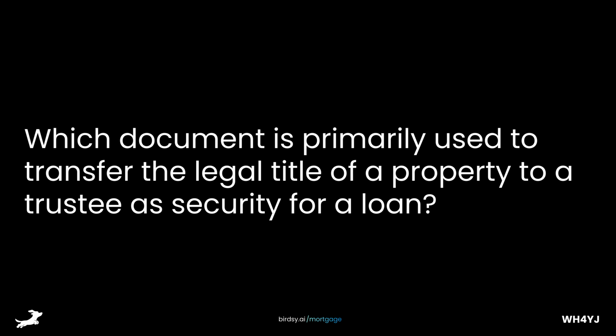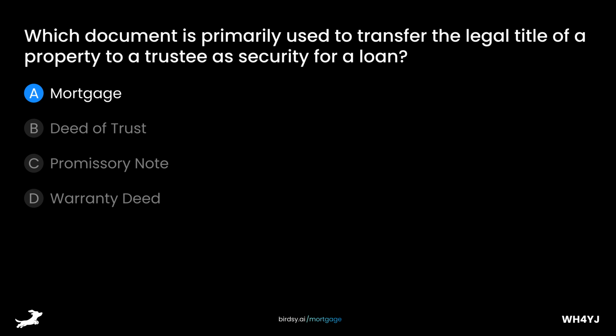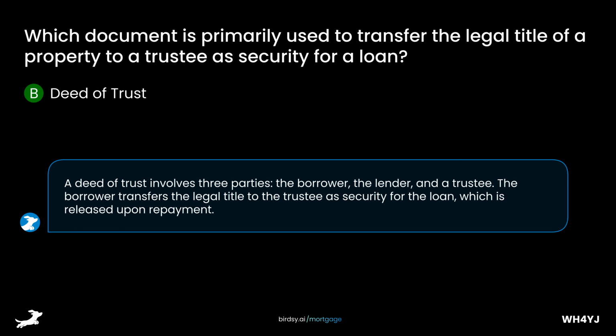Which document is primarily used to transfer the legal title of a property to a trustee as security for a loan? Is it A, mortgage, B, deed of trust, C, promissory note, or D, warranty deed? The answer is B, deed of trust. A deed of trust involves three parties: the borrower, the lender, and a trustee. The borrower transfers the legal title to the trustee as security for the loan, which is released upon repayment.